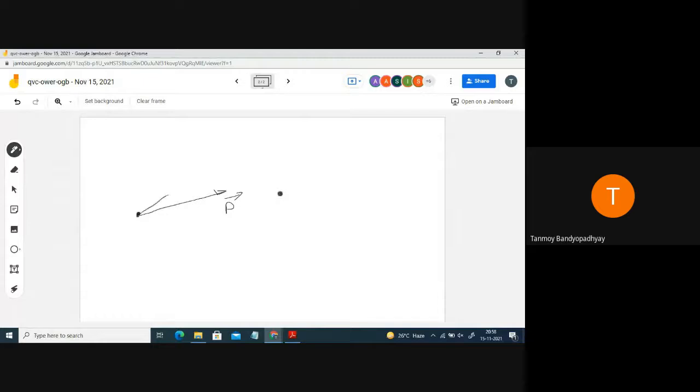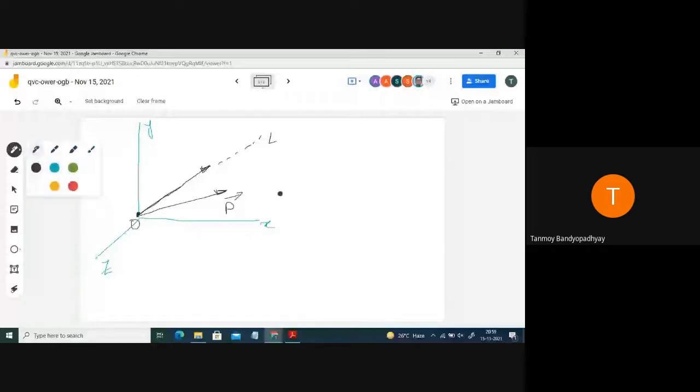This Q vector has some direction. Let me call that direction L. Any direction. This P will have some projection on this one. It is under a coordinate system, so let this be X, this one Y, and in this direction let this be Z. If I need to find the projection of this force on this vector, Q can be a vector, Q can be a direction or anything else.